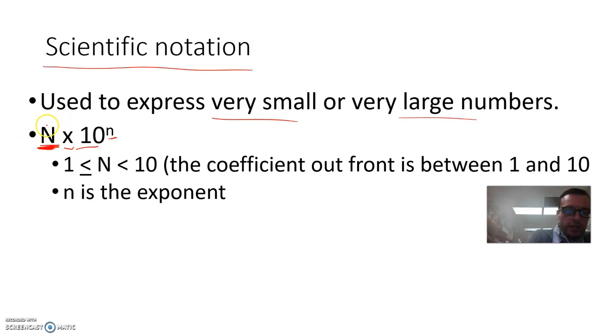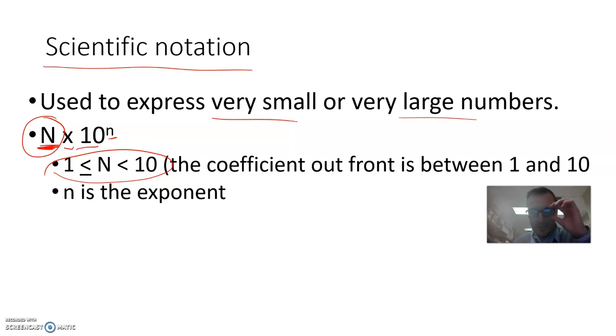Now, the rule here for scientific notation is the number out front of the term, the number that leads everything, has to be between 1 and 10. It can be 9.7, it can be 8.32456, it can be all kinds of numbers as long as they are between 1 and 10. Sometimes I like to say there has to be one digit to the left.